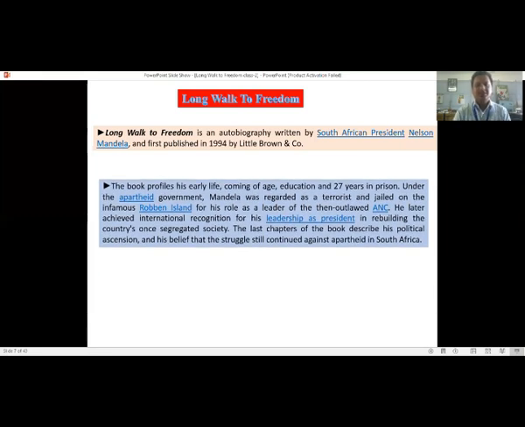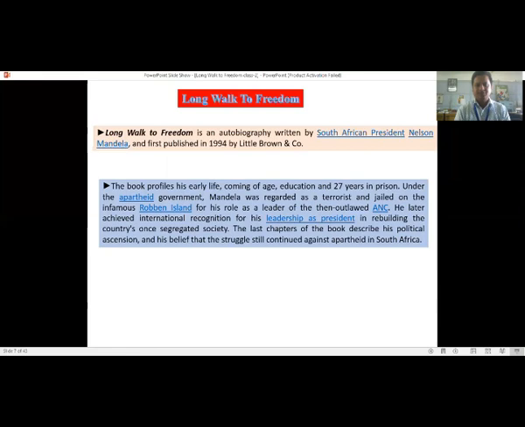What does the book tell us? What does the book profile? Long Walk to Freedom, the autobiography of Nelson Mandela, profiles Mandela's early life, his coming of age, his education, and 27 years in prison. You know, under the apartheid government of South Africa, Mandela was regarded as a terrorist and jailed on the infamous Robben Island for his role as a leader of the then outlawed ANC, African National Congress. He later achieved international recognition for his leadership as president in building the country's once segregated society. The last chapters of the book describe his political ascension and his belief that the struggle still continued against apartheid in South Africa.